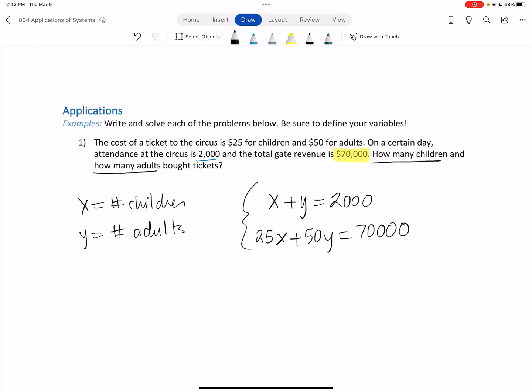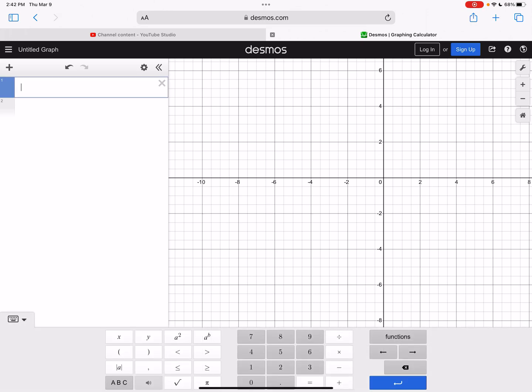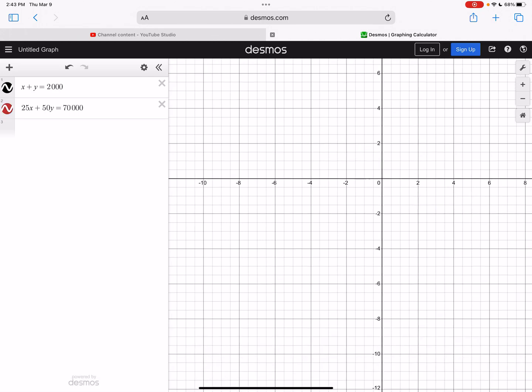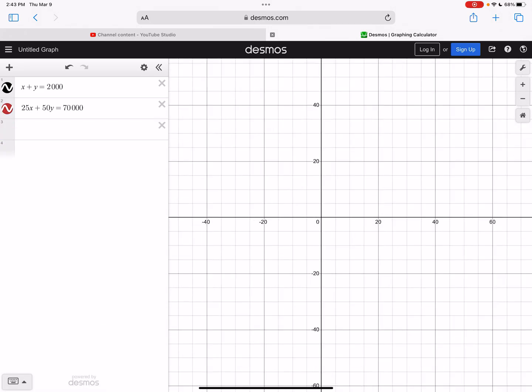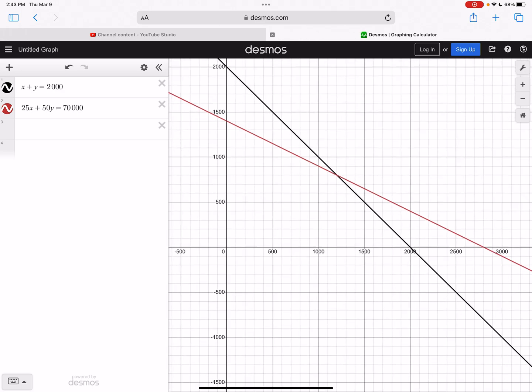My favorite method is to graph it. So I'm going to graph both of those two equations in Desmos. I go to Desmos and graph x plus y equals 2,000 and 25x plus 50y equals 70,000. Okay, I can't see it, so I have to zoom out until I can see it. So there's my two equations.